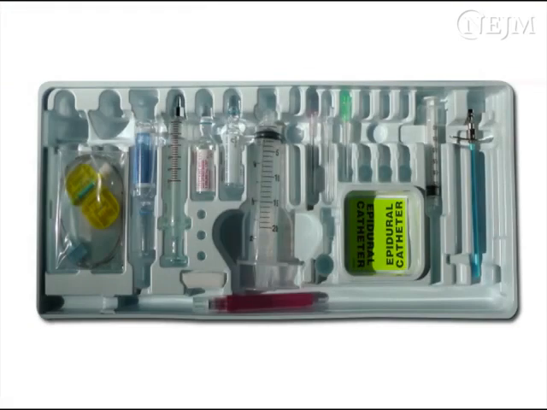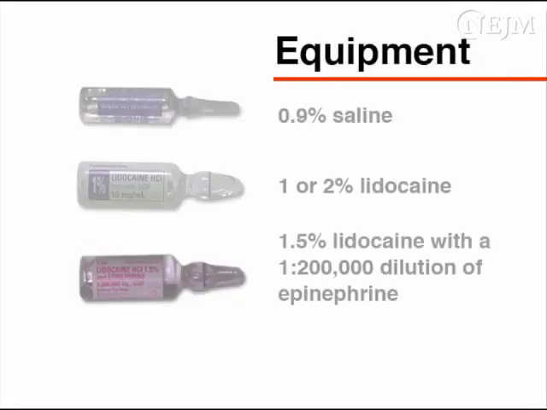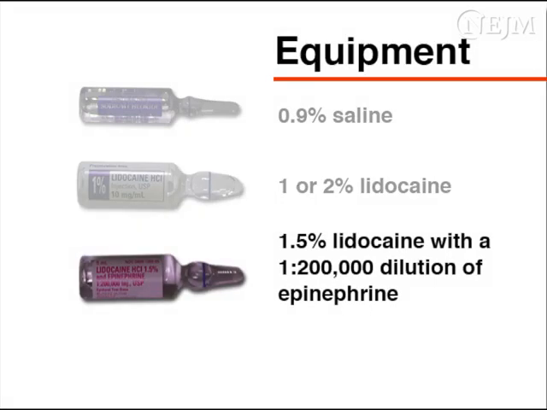The necessary equipment is often available as a sterile epidural kit. Although the exact contents of such kits may vary, certain components are essential for the successful placement of a lumbar epidural catheter. You will need certain medications, including 0.9% saline, 1% or 2% lidocaine, and 1.5% lidocaine with a 1 in 200,000 dilution of epinephrine.